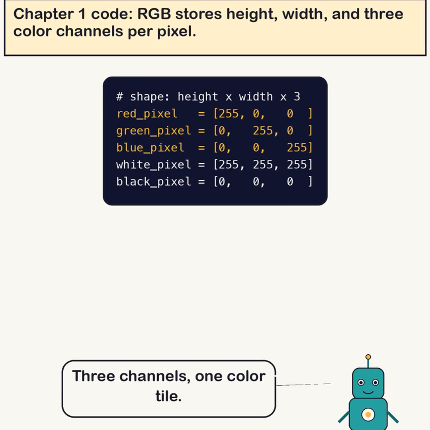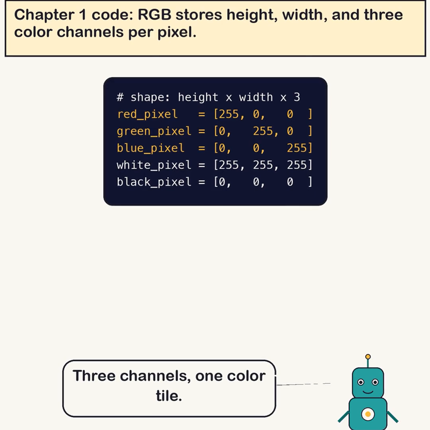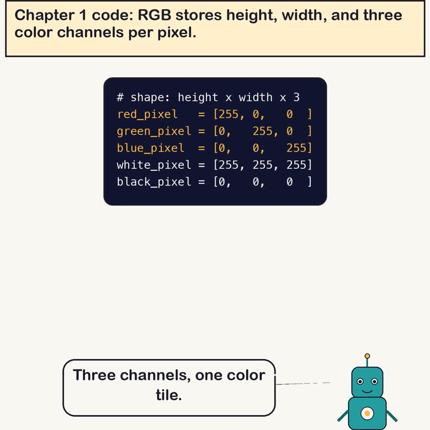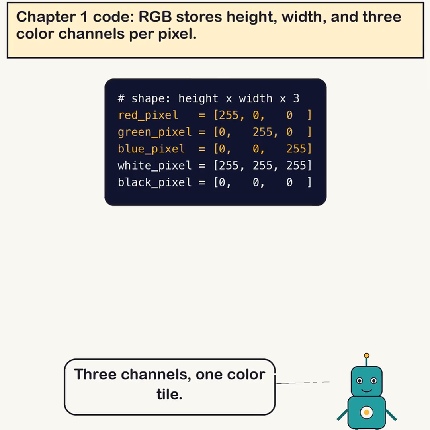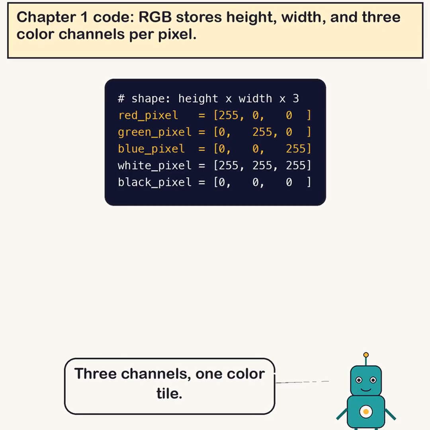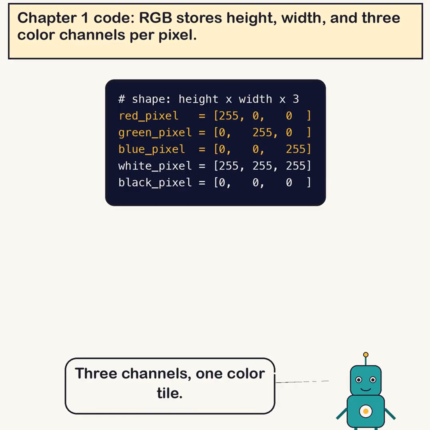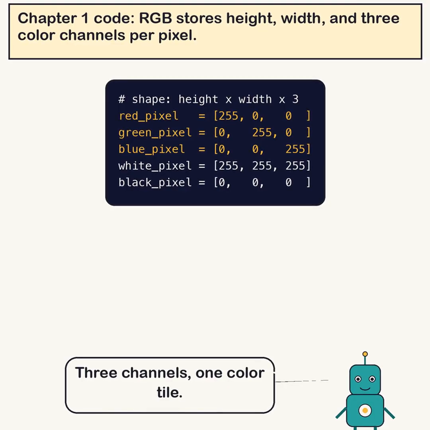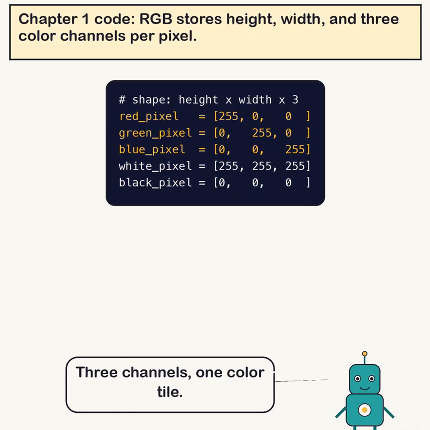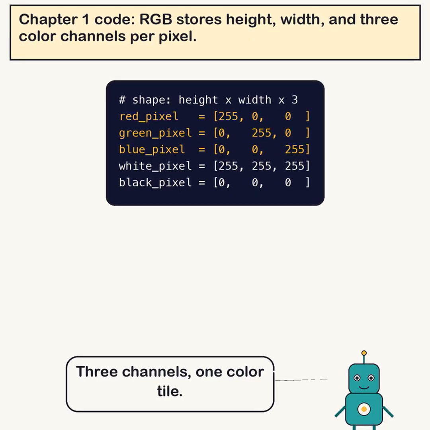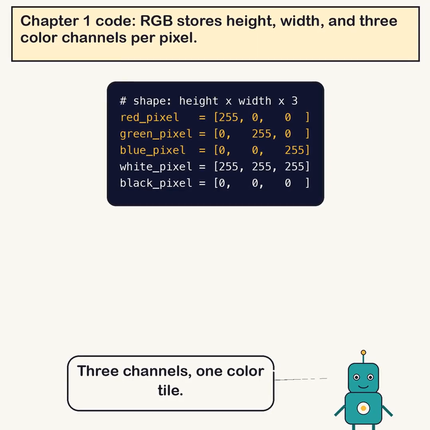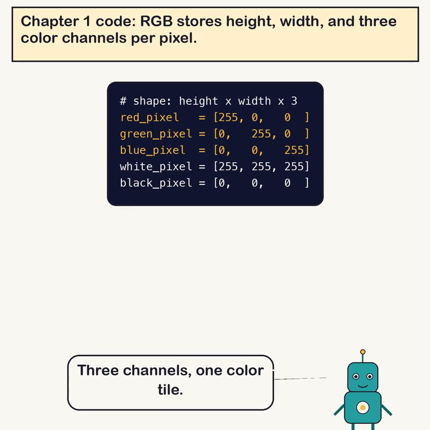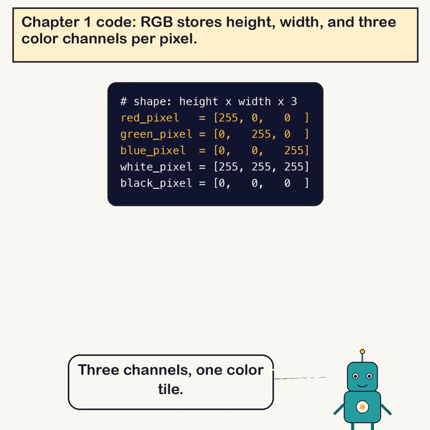A color image adds a channel dimension. Height by width by 3 means every pixel stores red, green, and blue values. A pure red pixel is maximum red and 0 green and blue. White is maximum on all channels. Black is 0 on all channels. RGB came from display hardware and human color perception. 3 cone responses are enough to reproduce many colors for human eyes. The 3 numbers are not 3 objects. They are 3 measurements of the same tile of light.